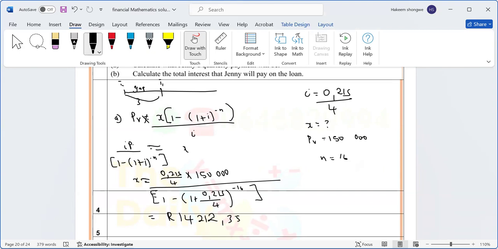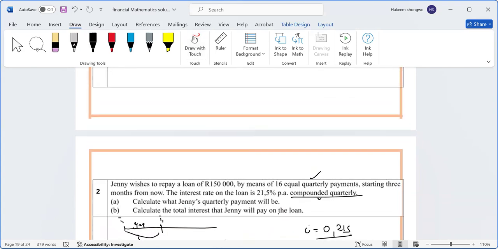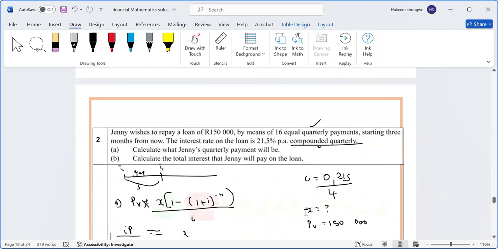So what is this? This is the quarterly payment that we're going to be making. Are you fine? We don't multiply the 16 because they didn't give it to us in years. They already gave it to us as quarterly payments. So if they gave it as, let's say, 4 years, then we're going to take the 4 years and convert it into quarterly payments. So here they already gave us the number of payments that we're going to make.